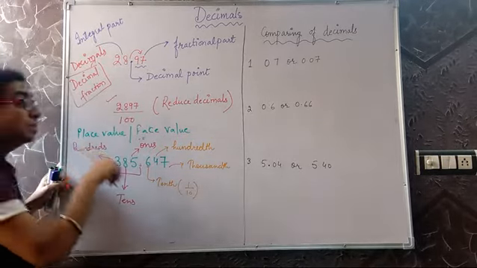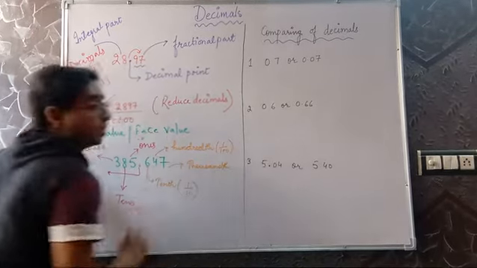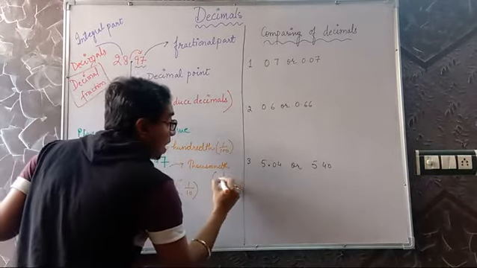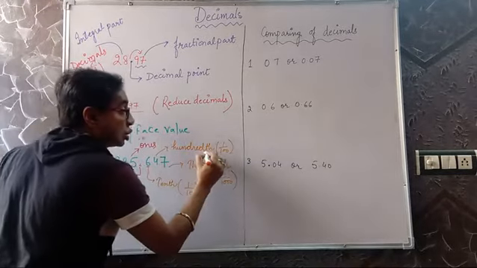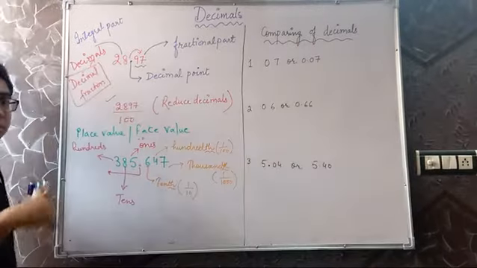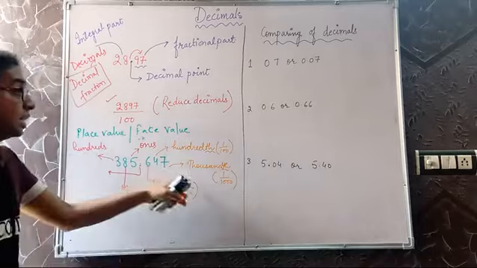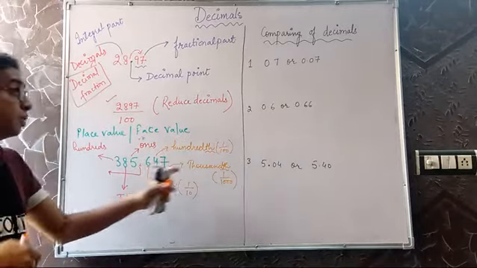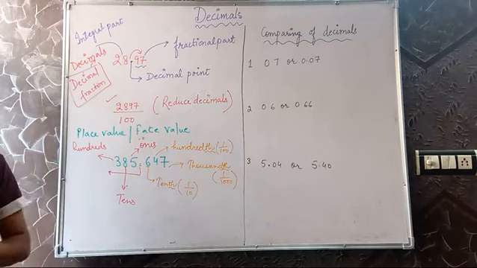What do you mean by hundredth? 1 by 100. What do you mean by thousandth? 1 by thousand. This 'th' has a different meaning. It means upon. 'Th' means upon. Tenth means 1 upon 10. Hundredth means 1 upon 100. Thousandth means 1 upon 1000. Are we clear about this?